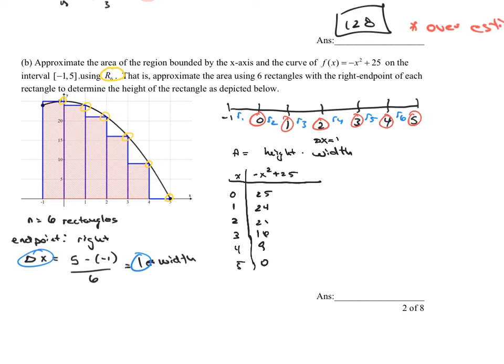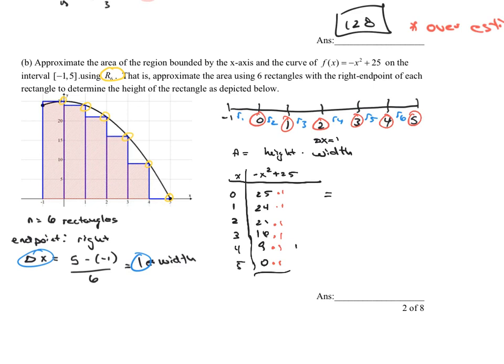So that's the height of every rectangle, and then remember we're going to multiply that times the width, which is just times 1. You don't need to show this, but I just want you to remember that you do have to multiply it times the width if the width isn't 1. So the area of the first rectangle, height times width, is 25. Area of the second rectangle is 24. Third, 21. Fourth is 16. Fifth is 9. And the last rectangle actually has an area of 0.